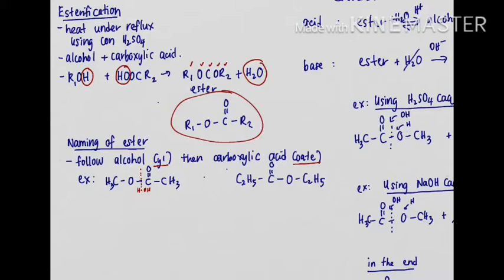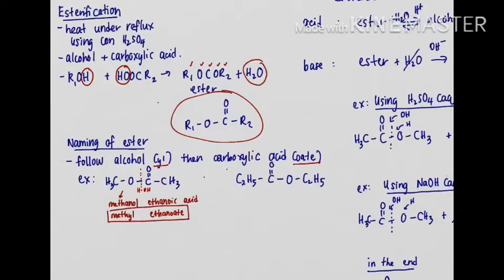If we try to name the alcohol over here, it contains one carbon, so it is going to be methanol. And the carboxylic acid over here has two carbons, therefore it is going to be ethanoic acid. So we are going to name accordingly. Alcohol will end with YL, so it is methyl. Ethanoic acid will end with OATE, so it is ethanoate. It is very important to name according to alcohol followed by carboxylic acid. So the ester we have over here is methyl ethanoate.